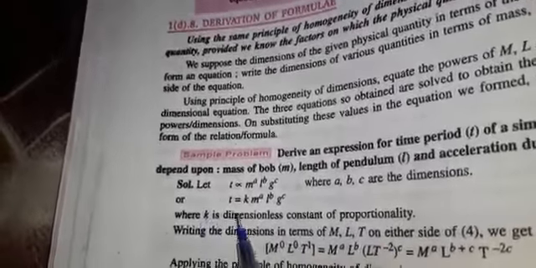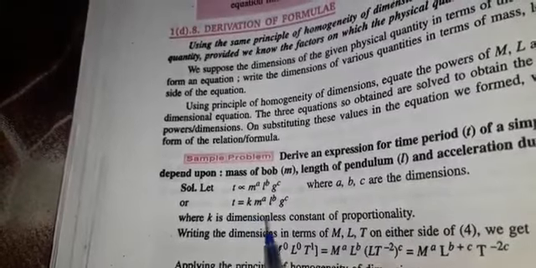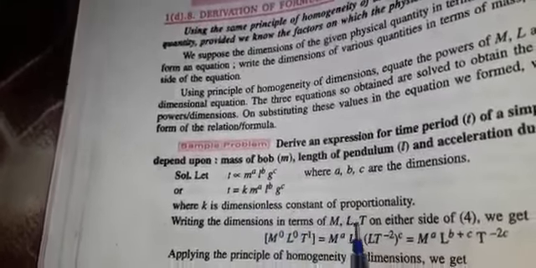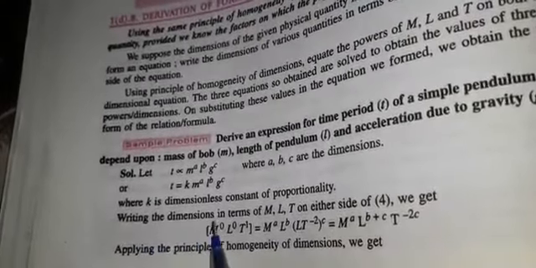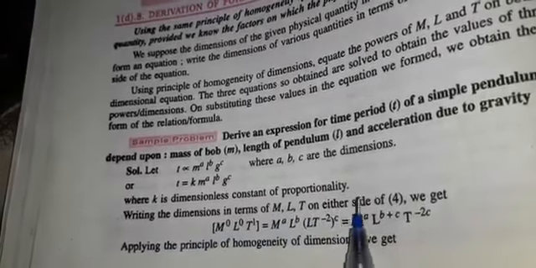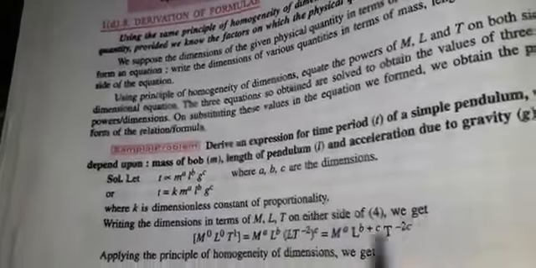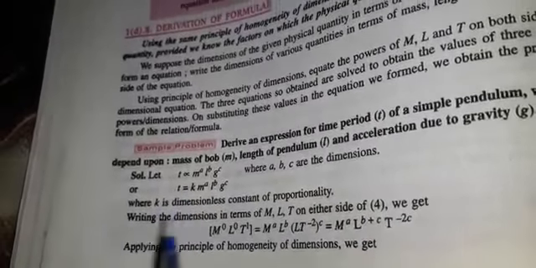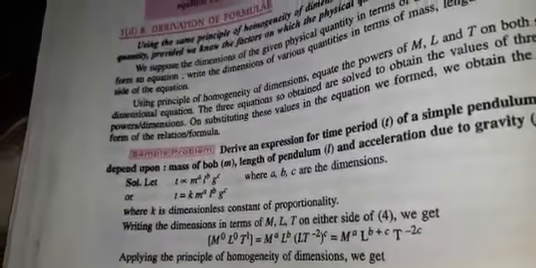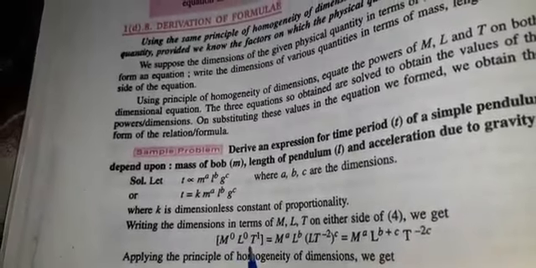We need not write the dimension of K because it is a dimensionless constant of proportionality. So, writing the dimensions in terms of M, L, T on either side of this equation, we get the dimension of time period. The dimension of time period is M^0 L^0 T^1.